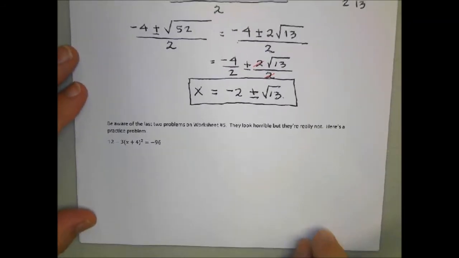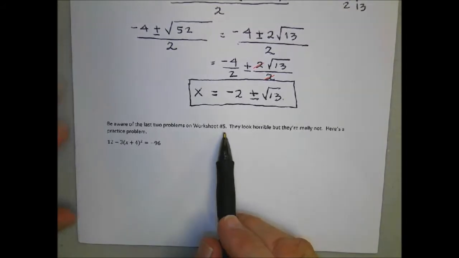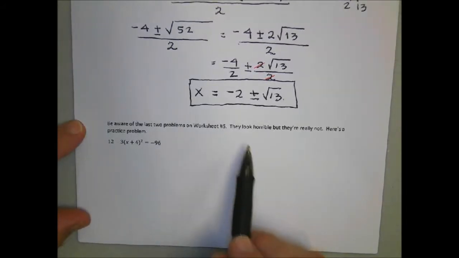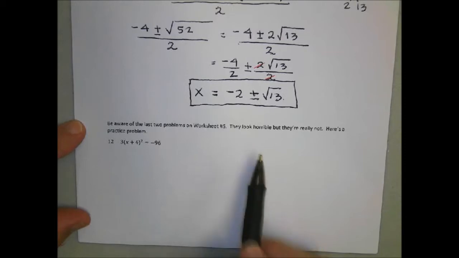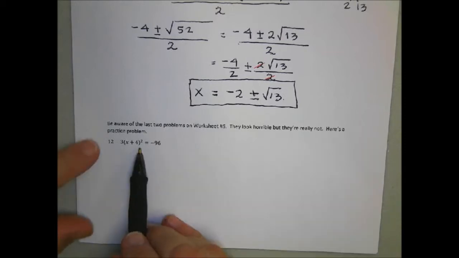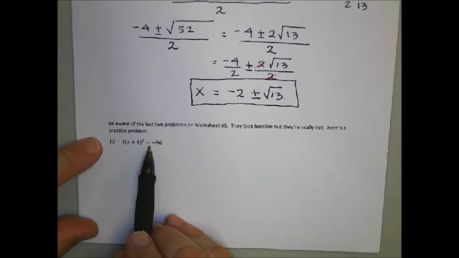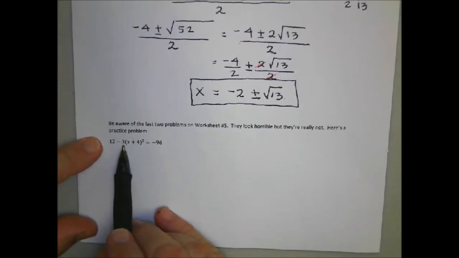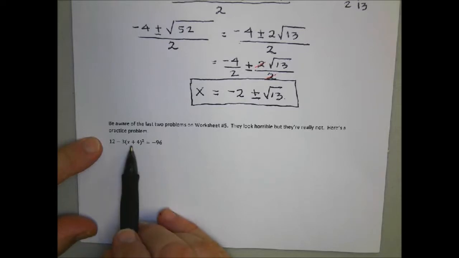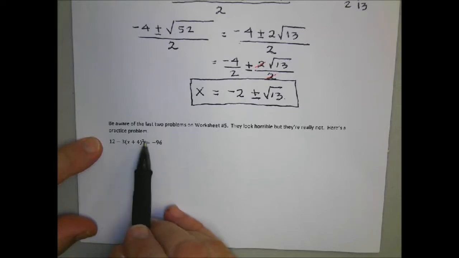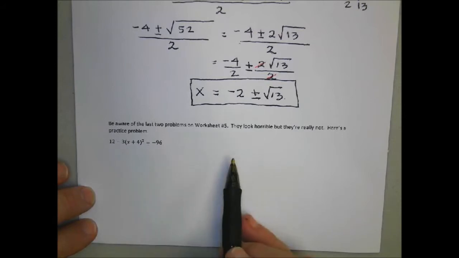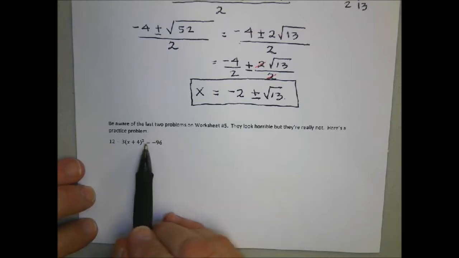All right, let's wrap this up with just a little word of caution. The last two problems on worksheet 5. They look absolutely horrible, but they're really not. So here's a practice problem. Here's a problem that's very similar to those. Now the last thing you want to do is distribute the negative 3. Don't square the x plus 4. The last thing you want to do is expand this problem and make it bigger.